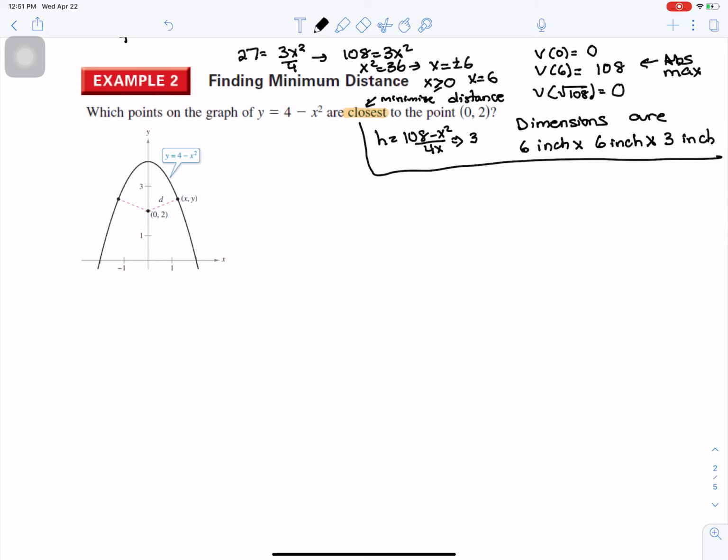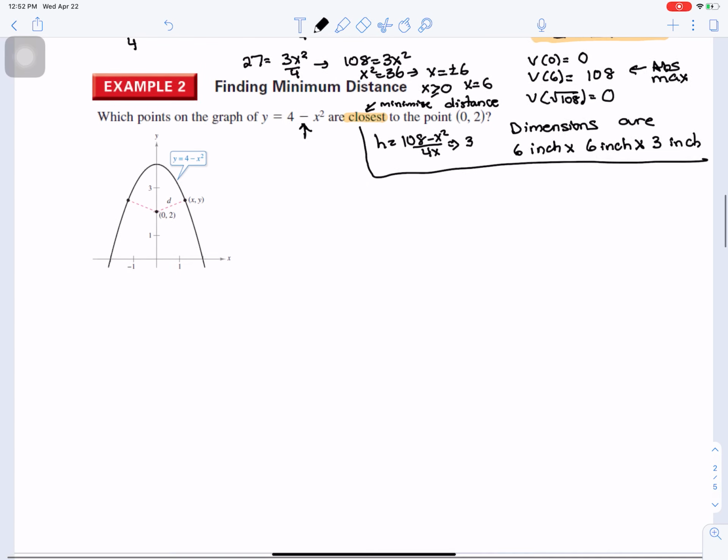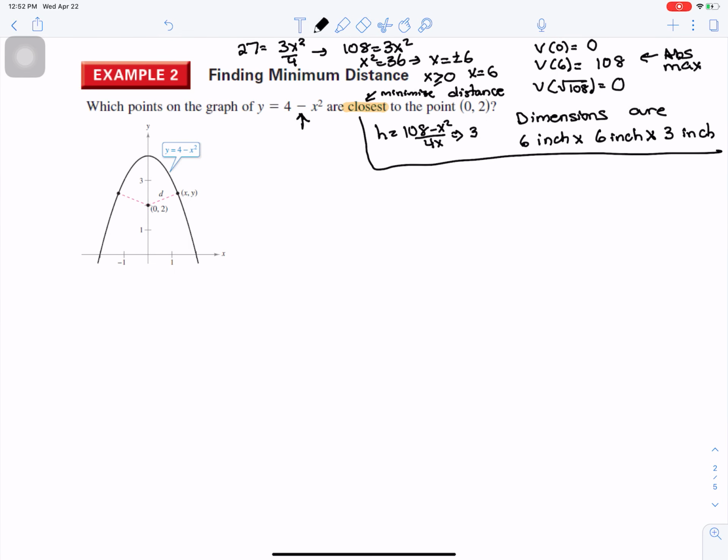So what do we do? We draw the curve. We know it's a parabola. It opens down because the leading coefficient is negative. And then using our transformations, it moves 4 units up, so it's my parabola facing down. There's going to be a point on the curve. In this case, because the curve is symmetric, there's going to be 2 points on the curve, which they've labeled x, y for now. But when we solve for x and y, we're going to get 2 answers.